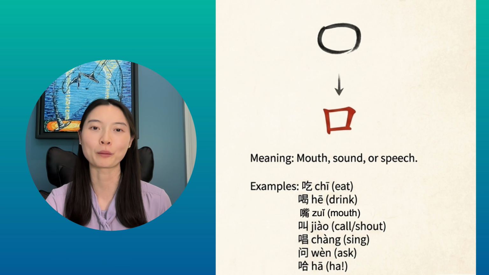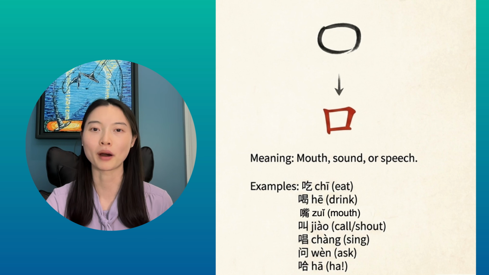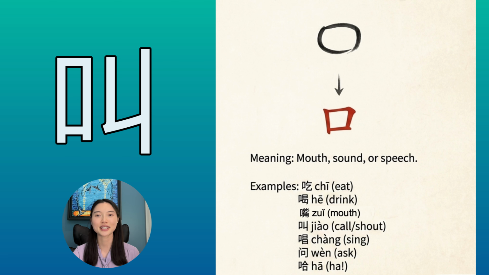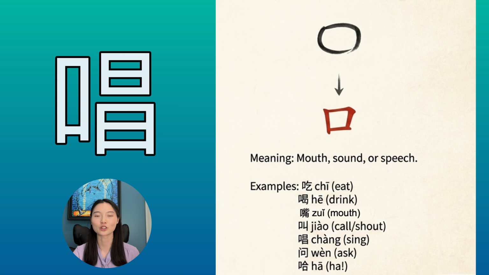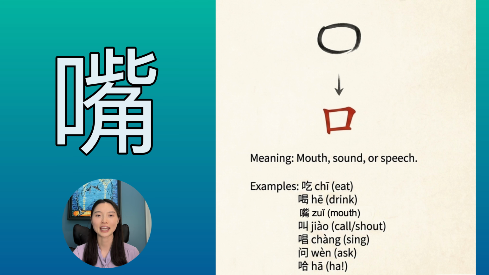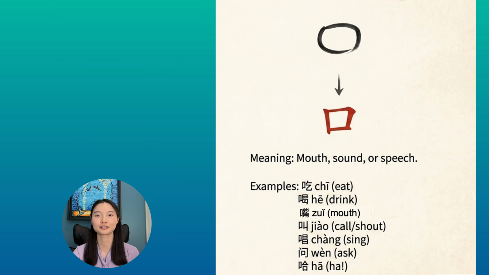Then 口, mouth. The ancient form is just an open oval that squared off over time into a box. Characters with 口 involve the mouth, eating or sound. 吃, to eat. 喝, to drink. 叫, to shout. 唱, to sing. 问, to ask. 哈, the sound of laughing. And 嘴, the mouth itself.